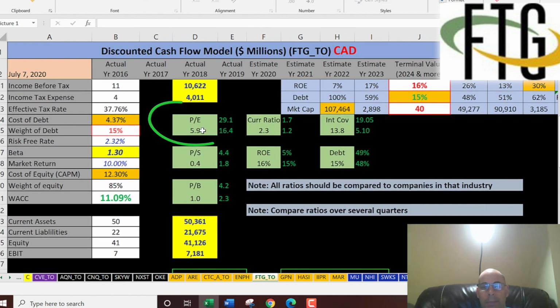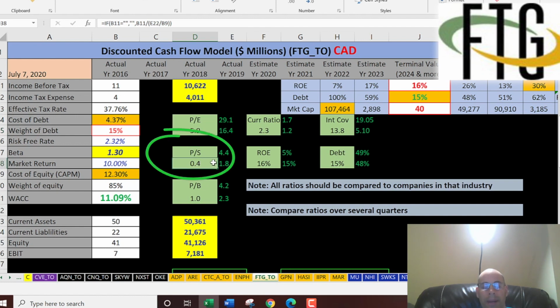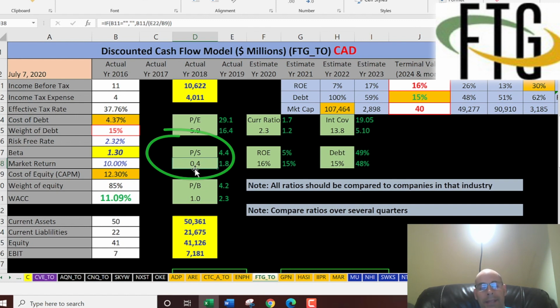They have a great PE of 5.9, that's price of stock over earnings per share. Really good price to sales, that's price of stock over sales per share. And that's 0.4, so that means that investors are willing to pay 40 cents for $1 of sales. They also have a good price to book of 1.0.